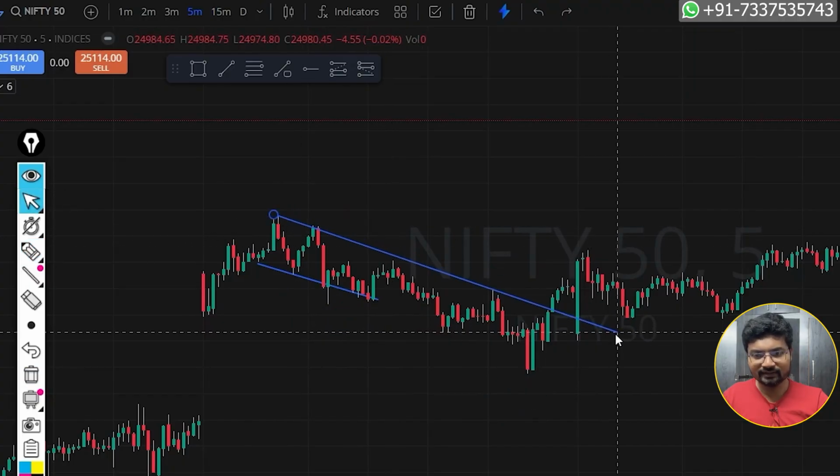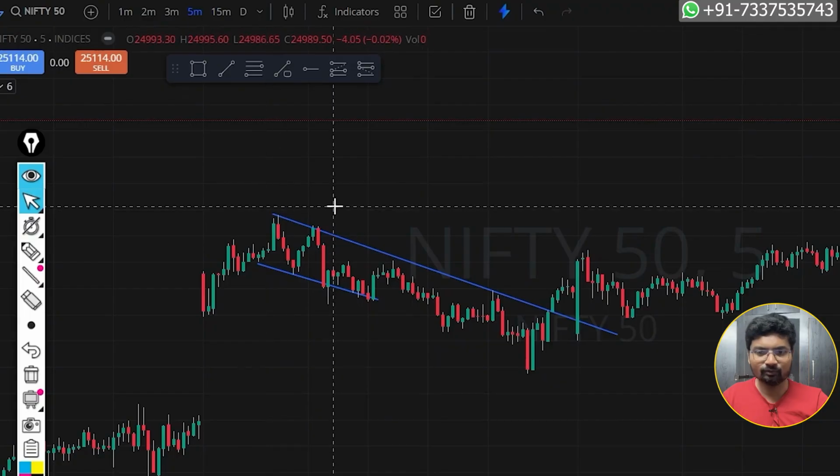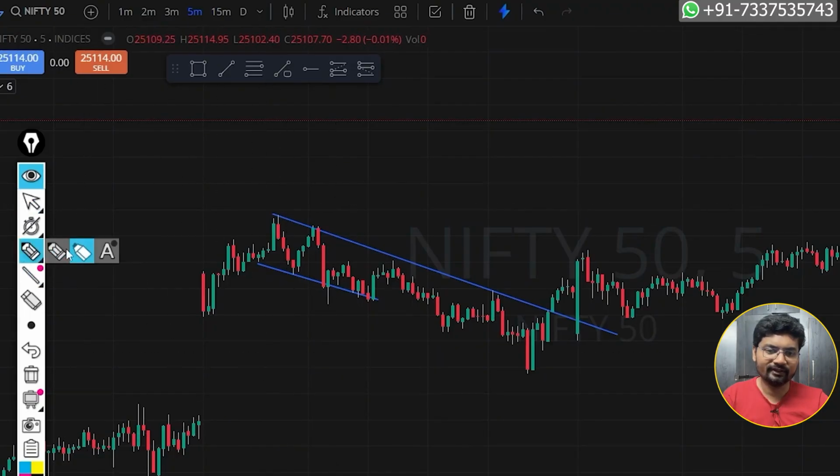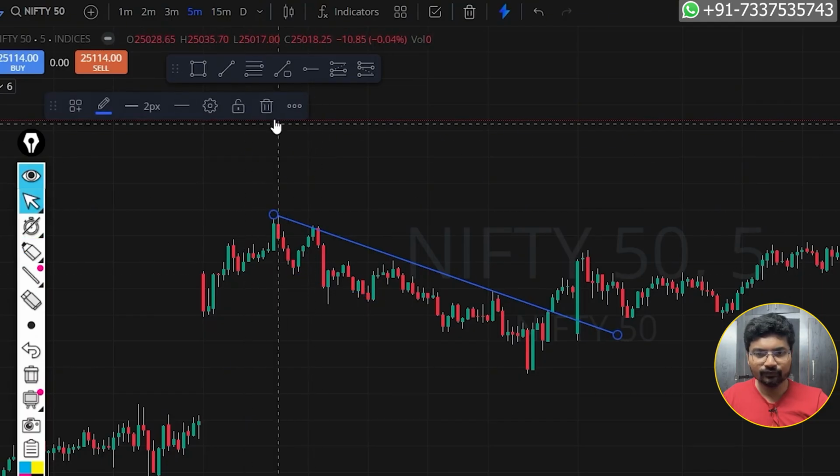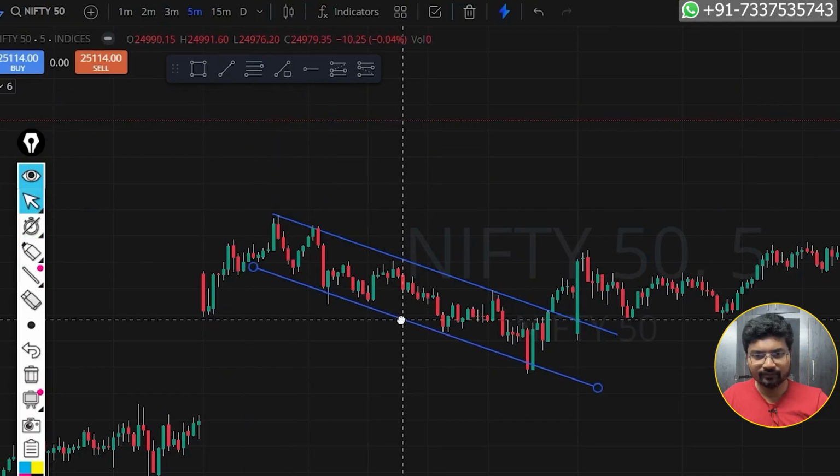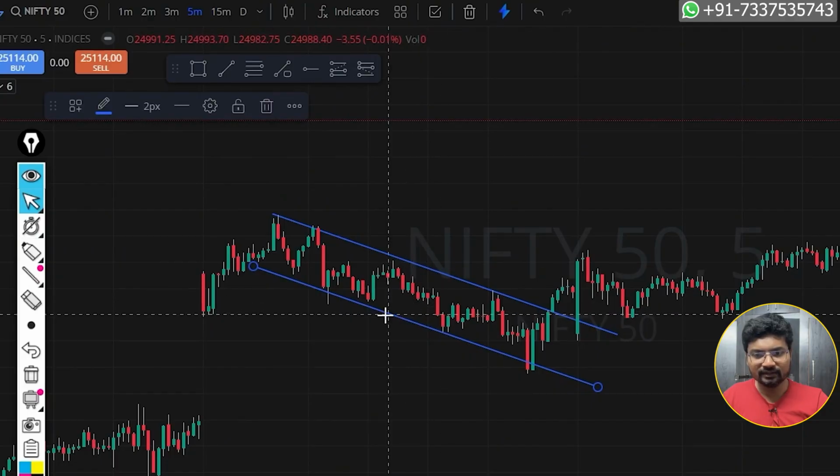You should draw this trend line connecting these multiple points. If you have three points, the trend is already established. This is a downtrending channel, and what you can do is clone this once again. You should delete it, clone again and put it in this manner. Now you can see these points clearly.